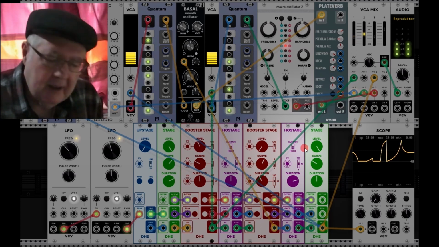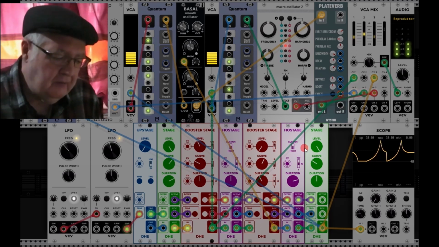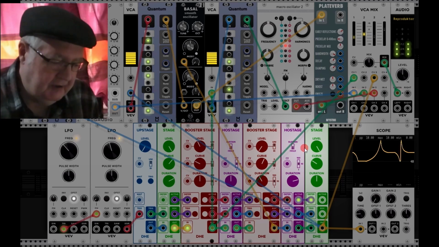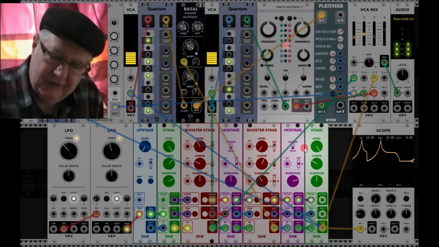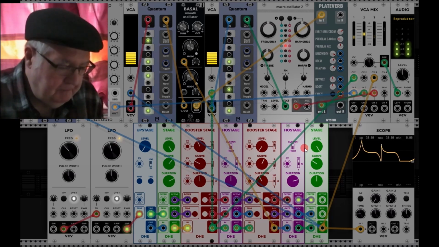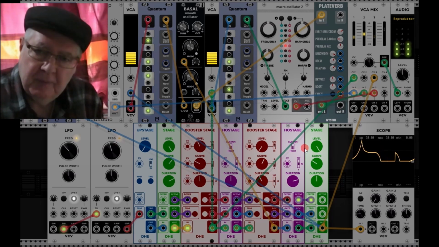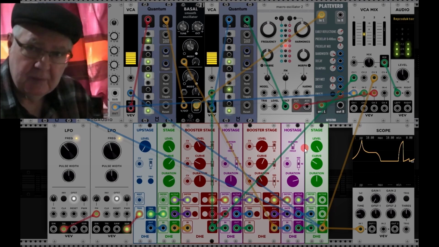And what we get are ever-changing envelopes of different lengths and ever-changing different numbers of stages of the envelope. The rest of the patch is like it was before.